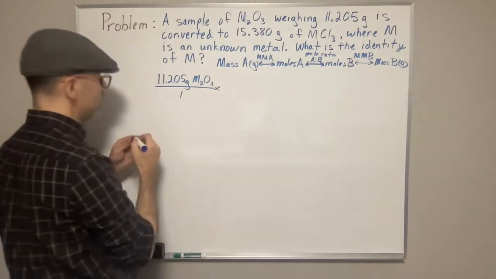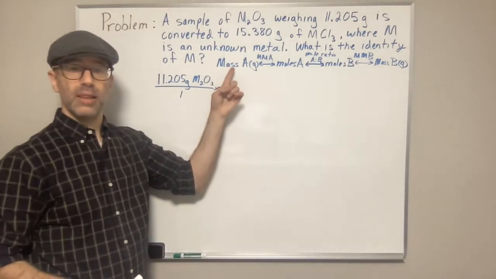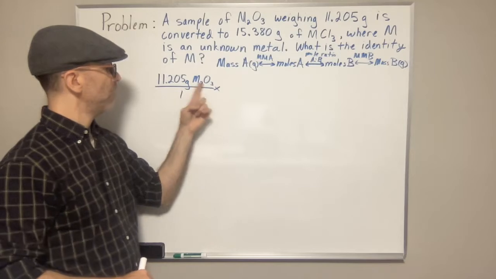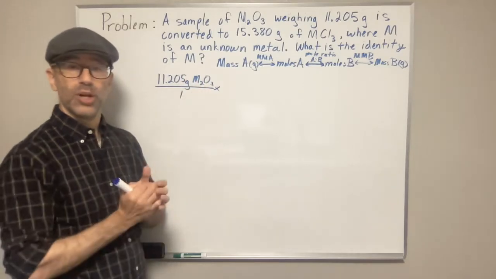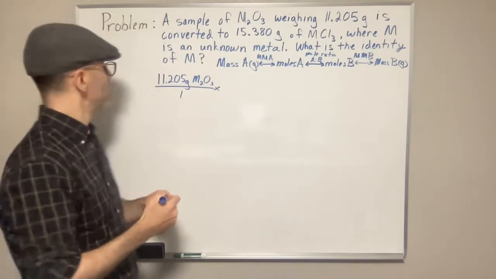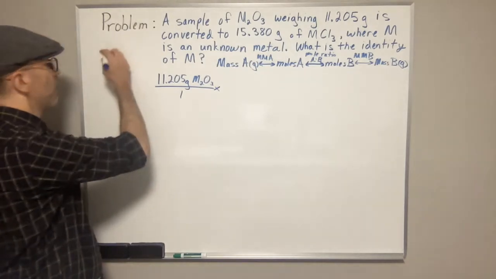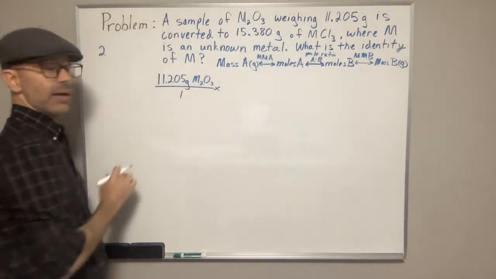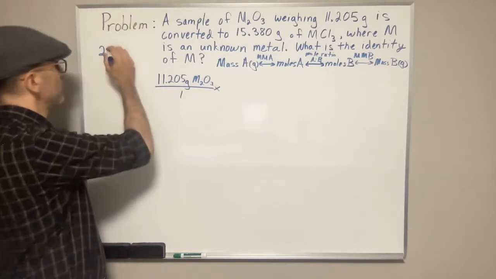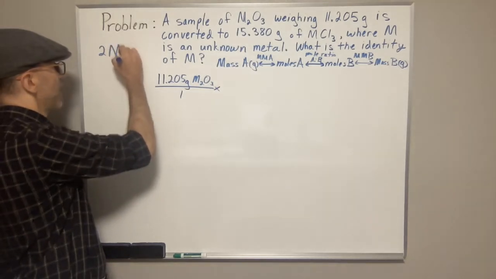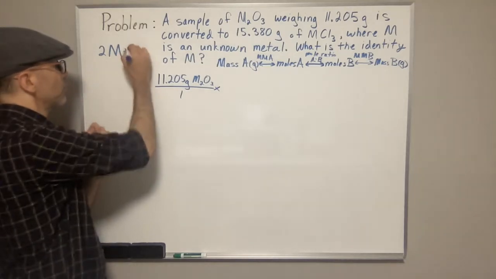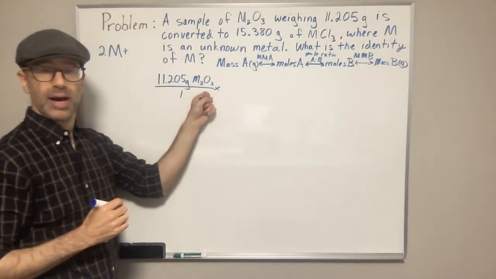And then again, the first step here would be to convert the mass of A to moles of A using the molar mass of A. So I need to calculate the molar mass of this substance here. Well, we don't know what M is, but we can write out the formula for how you would calculate that. We have two atoms of our metal, so that would be 2 times the molar mass of M. I'm just going to use M for molar mass of M. So it would be 2M plus whatever the molar mass of the 3 oxygens are.